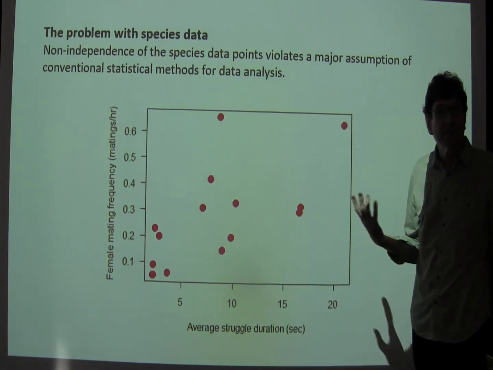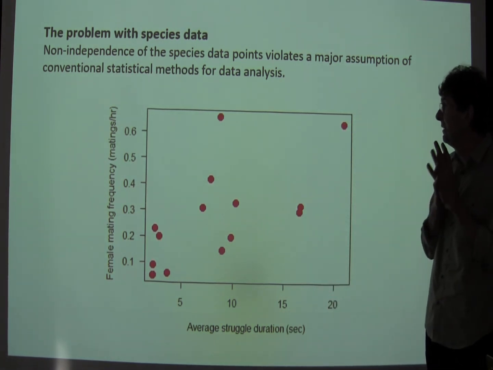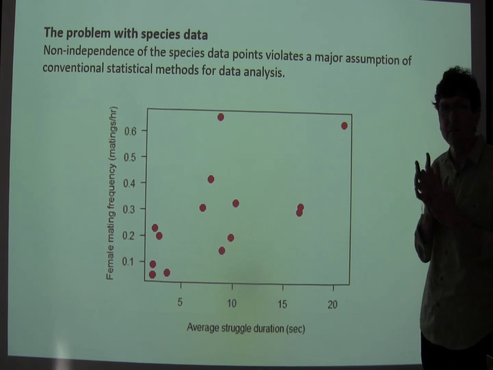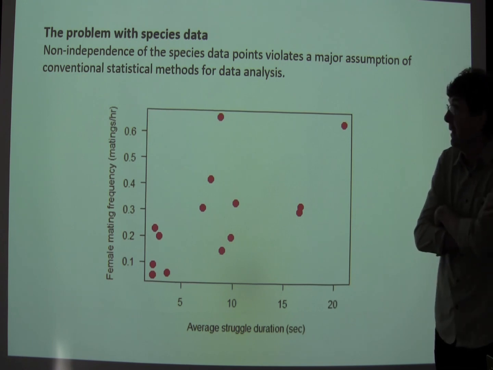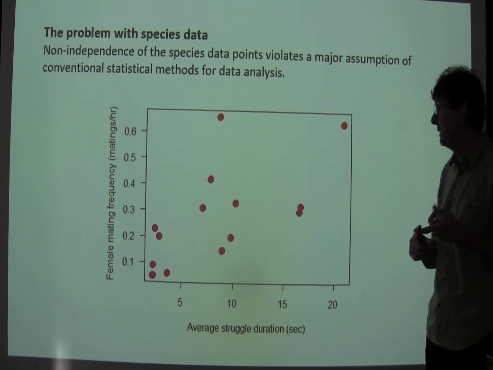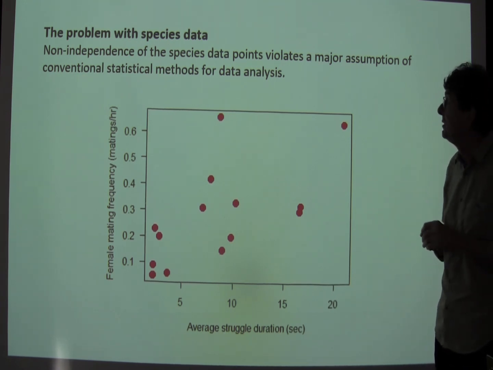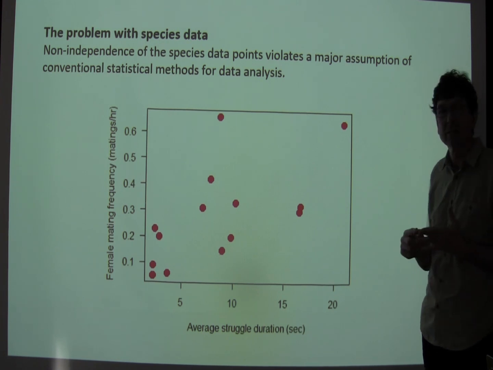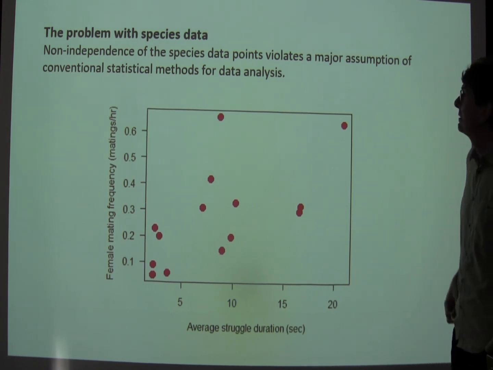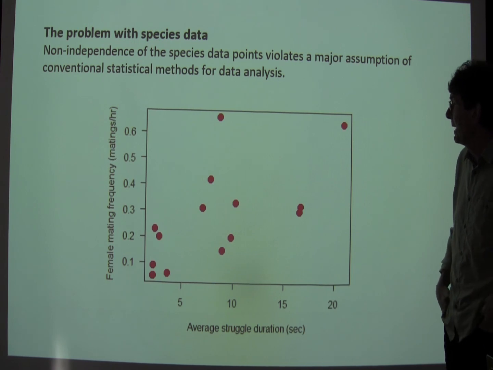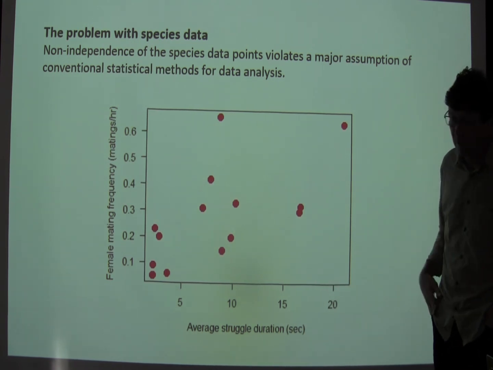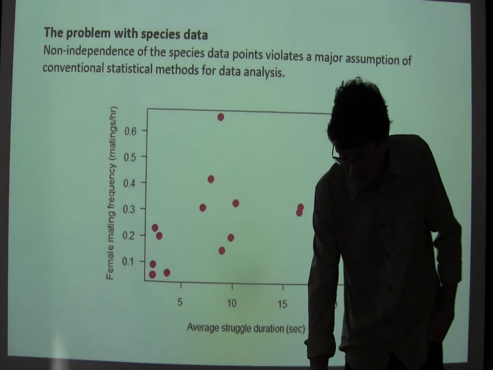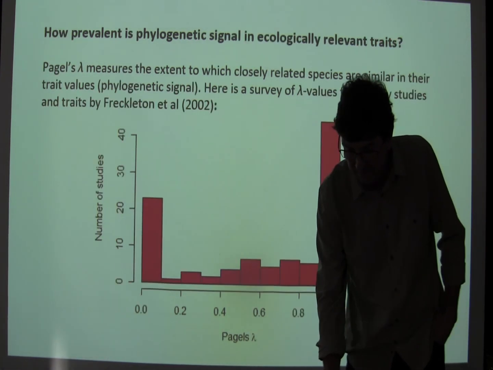And all of the methods that we've learned in our undergraduate careers and all the methods that we've learned so far in this course assume that we have a random sample. And a random sample means, firstly, every point has an equal chance of being selected, and the other is that selection is independent, the selection of observations. And in this case, the presence of closely related species and distantly related species violates that assumption.